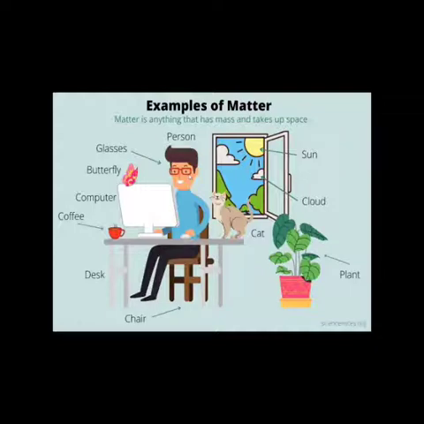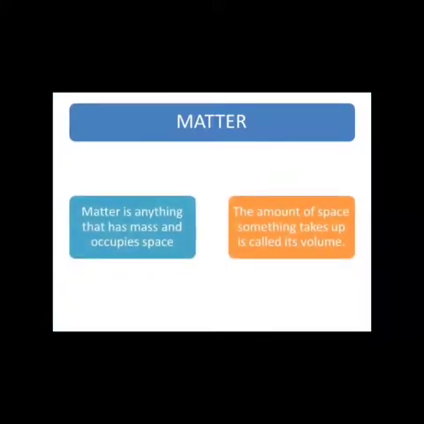So how can we define matter? Matter is anything that has mass and occupies space. Very simple. Let us move further. Matter is anything that has mass and occupies space as said earlier, and the amount of space something takes up is called its volume. These are the two important points that we should remember about matter. Now let us move further.